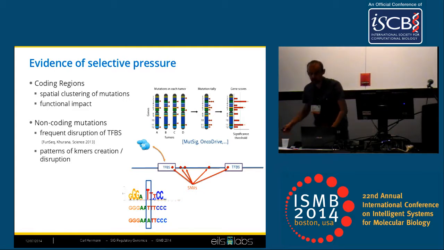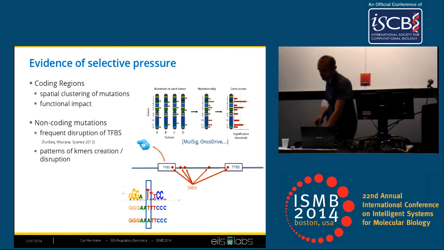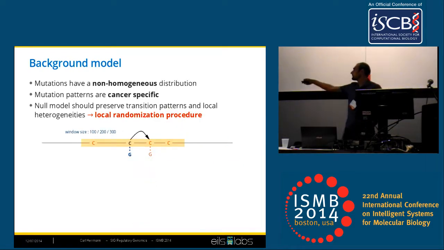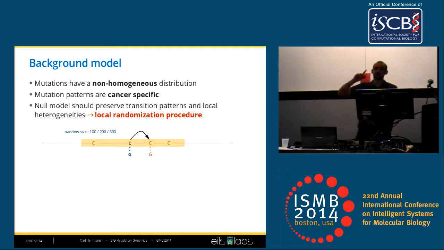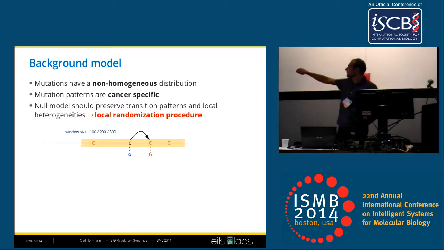So what is very important in these kinds of analyses is to have a realistic background model to compare what we're observing to. And it's not a trivial task to build this kind of realistic background model, because mutations have a non-homogeneous distribution. There are focal regions of high mutation, and the mutation patterns are cancer-specific, as was shown very nicely by the TCGA consortium. And so a null model should respect these properties.